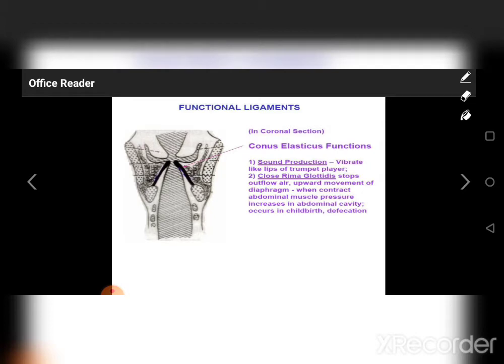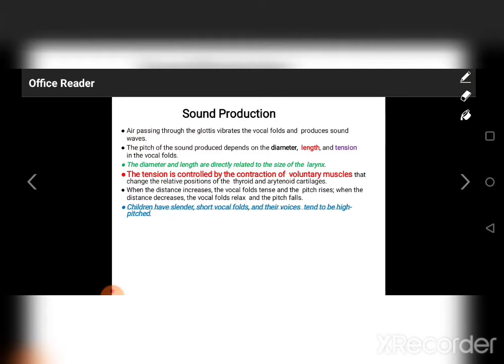Especially it occurs at the time of childbirth and defecation. So there are two functions of the conus elasticus. One is sound production and the other is closing of the rima glottidis. Sound production: how is sound produced? Air passing through the glottis vibrates the vocal folds and produces sound waves.